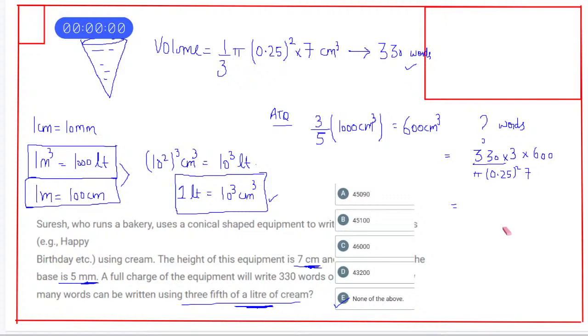It is 990 into 600, divided by 7, divided by 3.14, divided by 0.25 squared. 432393, yes, that is what it comes to. It is 432393, so none of the above is the answer. Okay fine, I understood what to do in the question.